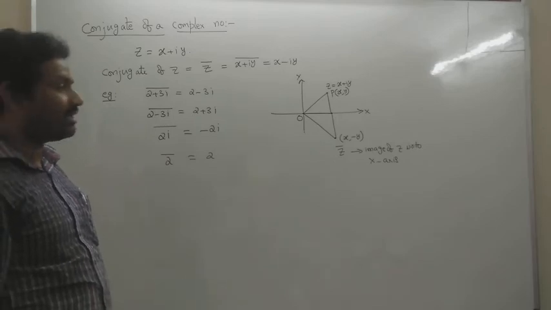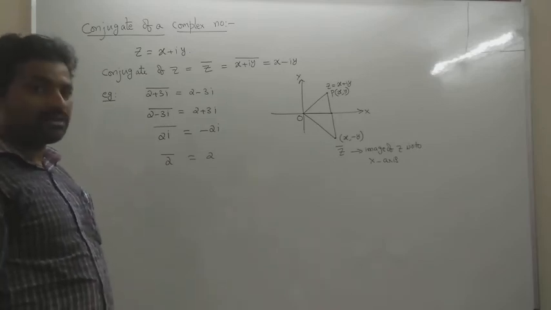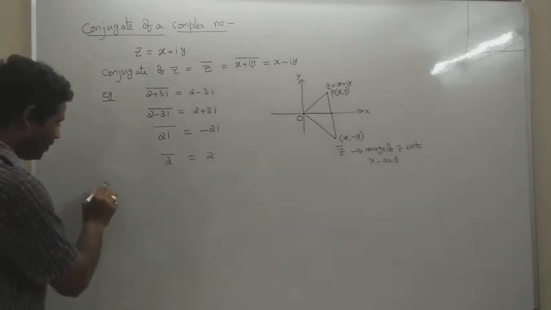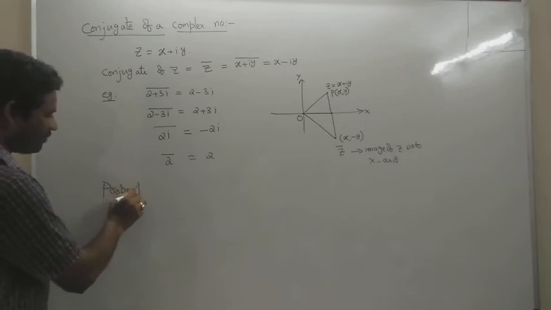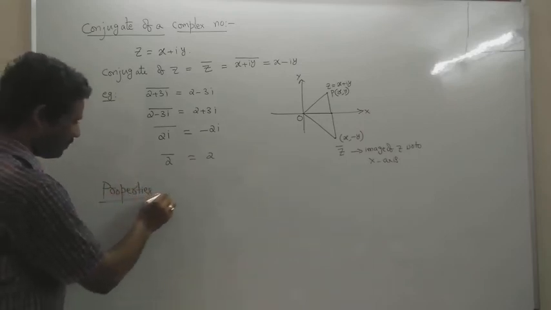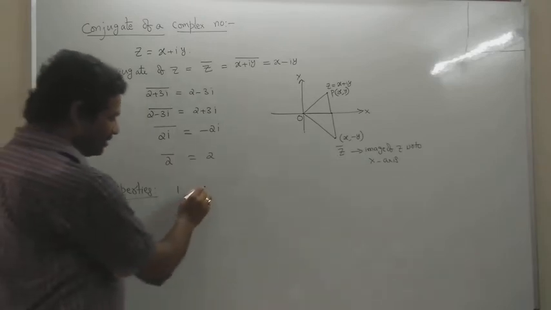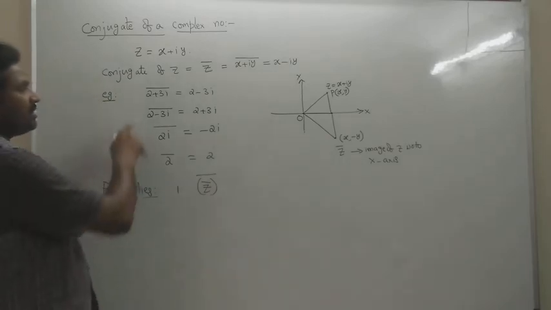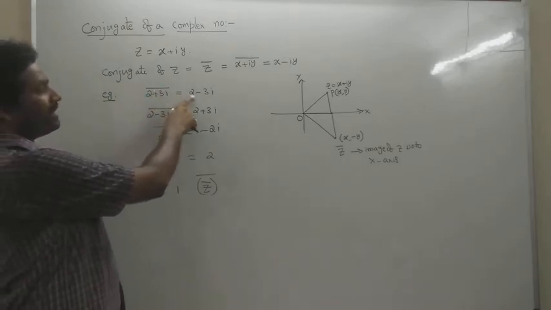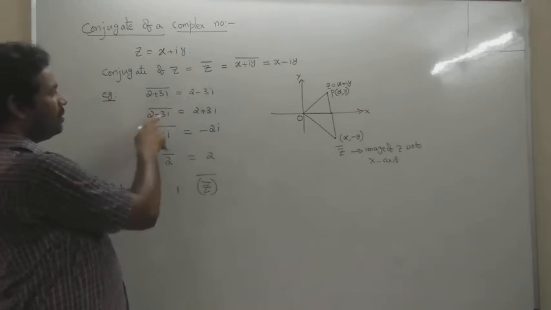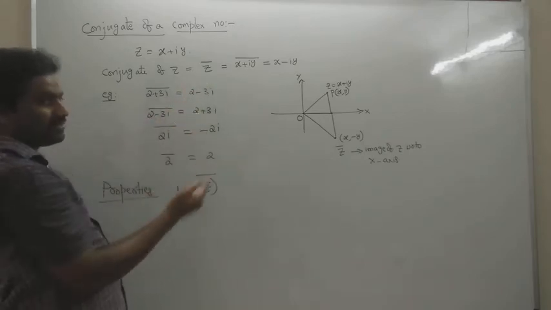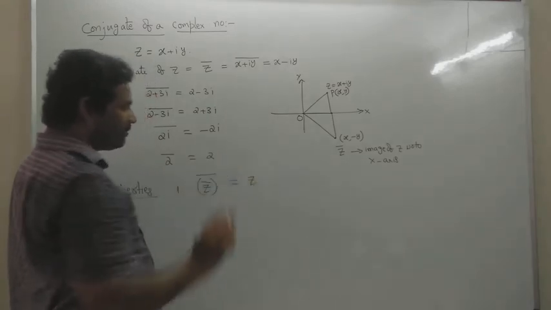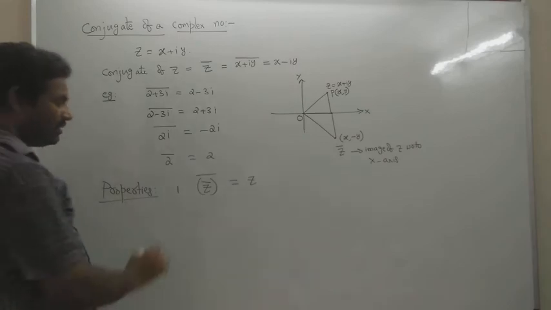Right, now there are many important properties for the conjugate of a complex number. Let us see them. First property, z bar whole bar. Take 2 plus 3i, its bar is 2 minus 3i. Now again take the bar of this, 2 minus 3i whole bar is 2 plus 3i, the same thing. So z bar whole bar equals z only.